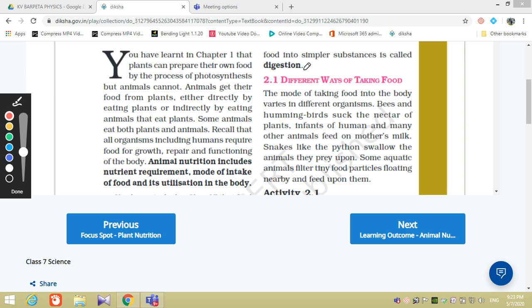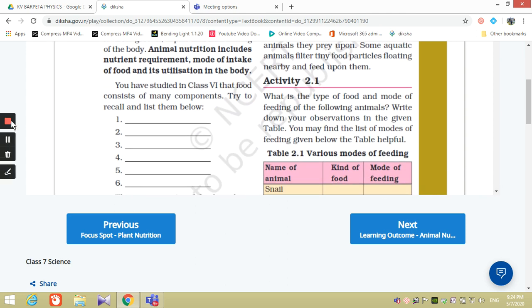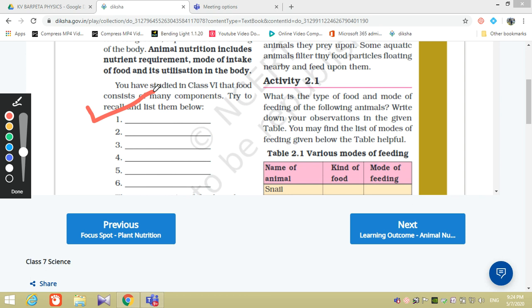So, two things you will note in your copy from today's class. First, what is animal nutrition? The definition is already written there. And second, what is digestion? Okay, and as homework, you will complete this activity. Your activity here is to recall and list all the components of food that you have learned till now.